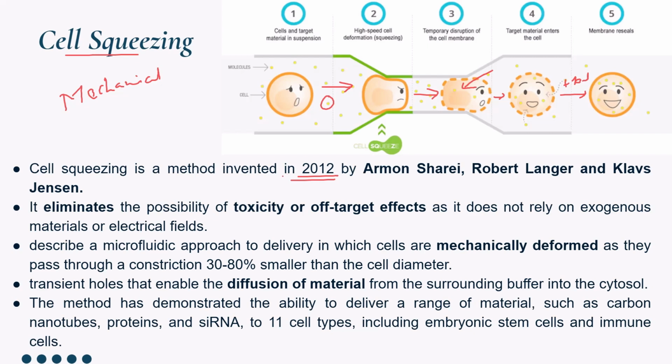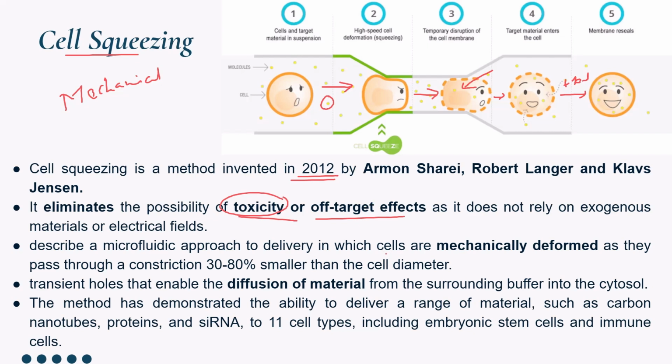Here no toxicity or off-target effects occur. As we can see, we are not using any other chemicals or electricity or any other physical methods like a magnet. We are not using anything, so it eliminates the possibility of toxicity. As for off-target effects, we are making the cells go one by one through this narrow orifice, making sure that the cells are getting transfected, so no off-target effects occur.